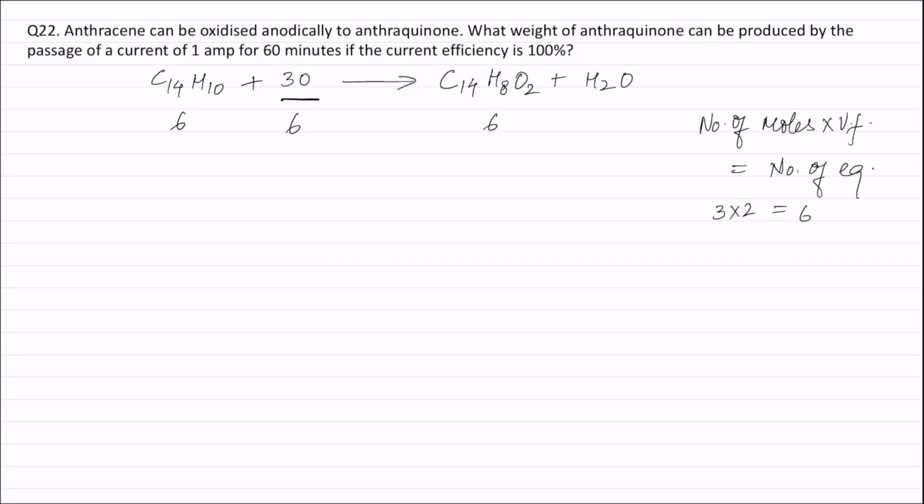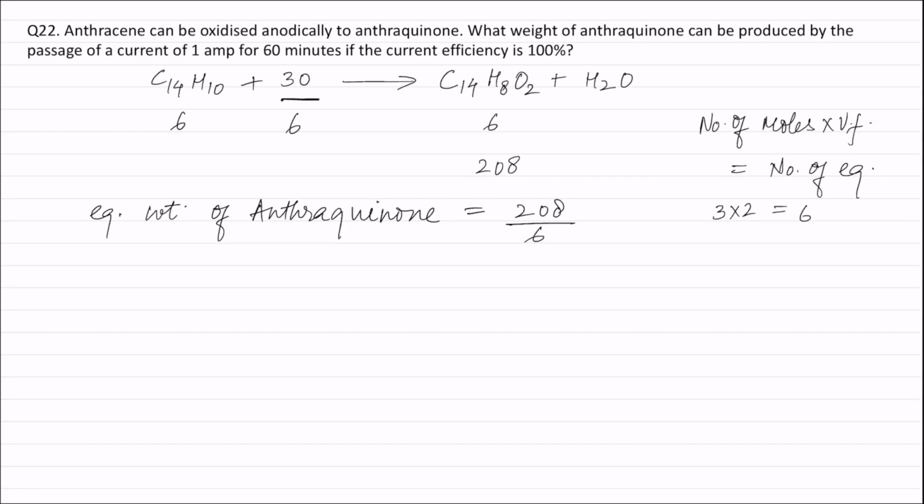Now, molecular weight of anthraquinone is 208. Therefore, equivalent weight of anthraquinone will be equal to 208 divided by 6. That is, molecular weight divided by number of equivalents will give the equivalent weight of anthraquinone.